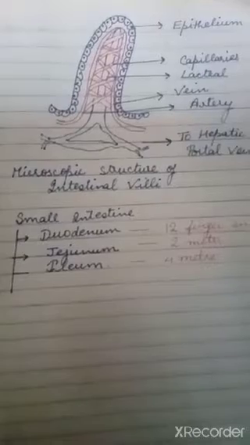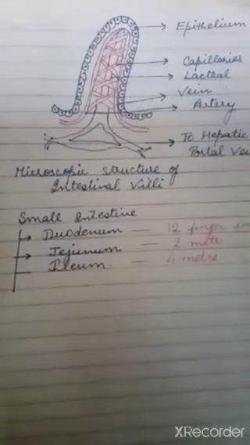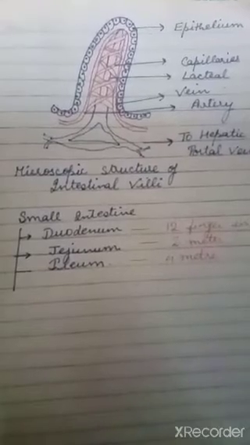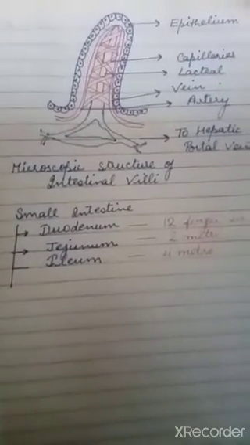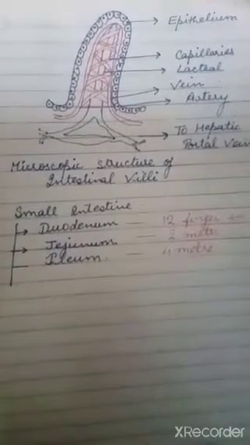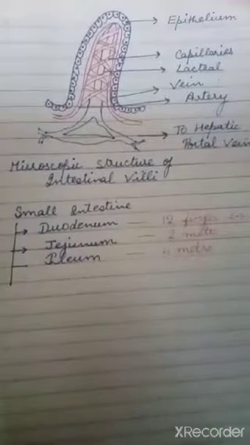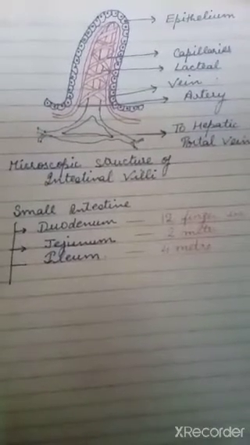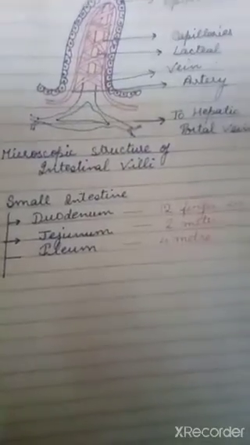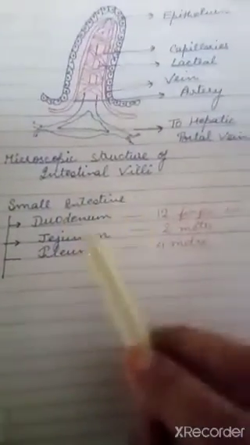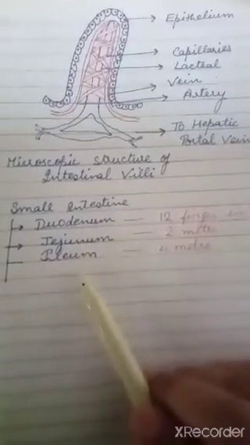Students, you all know that food is stored in the stomach for 2-3 hours, and after that it goes into the small intestine. The small intestine is a tube about 7 meters long and 2.5 centimeters wide. It is coiled and folded in the abdomen, as you have seen in the diagram. The small intestine is mainly divided into three parts: duodenum, jejunum, and ileum.